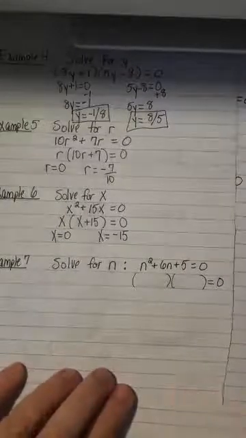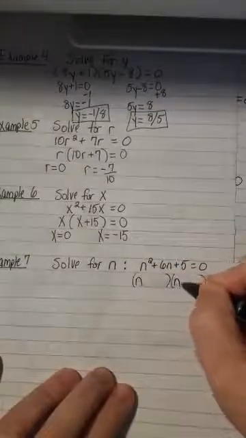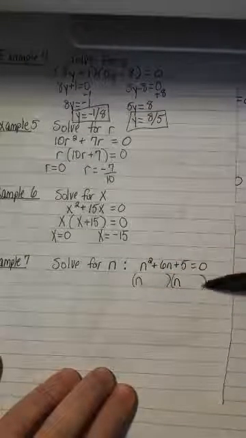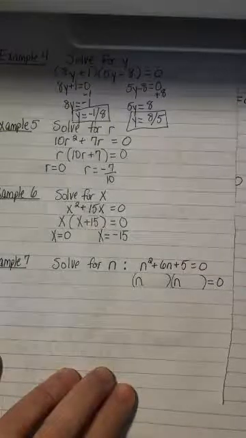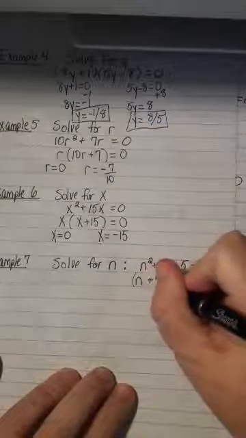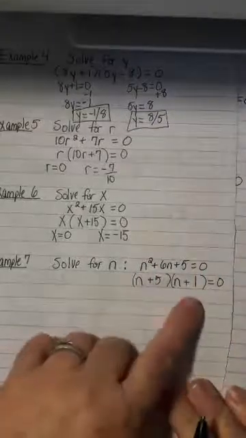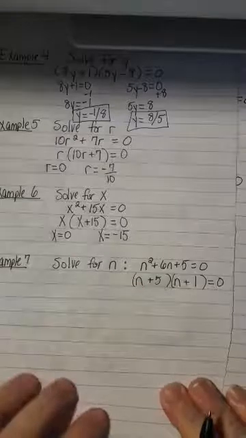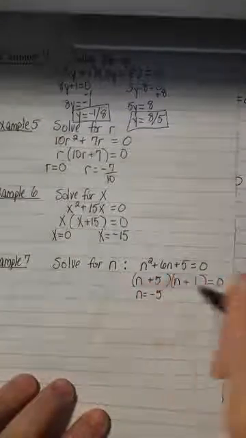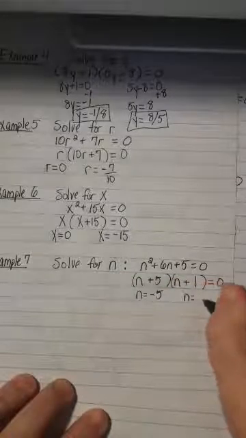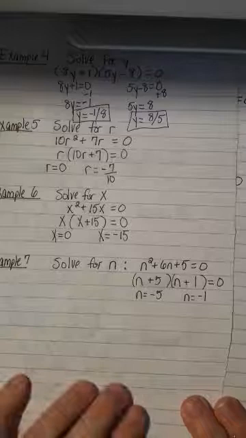So you're looking, first of all, we got to split our n's apart. So n times n. And then you're looking for 2 numbers that multiply together to give you 5 that will add up to be 6. It's going to be 5 and 1. So plus 5 plus 1. Now once you've factored it, you got to solve for n. So n is going to equal the opposite of the back over the front. And n equals the opposite of the back over the front. And that is it.